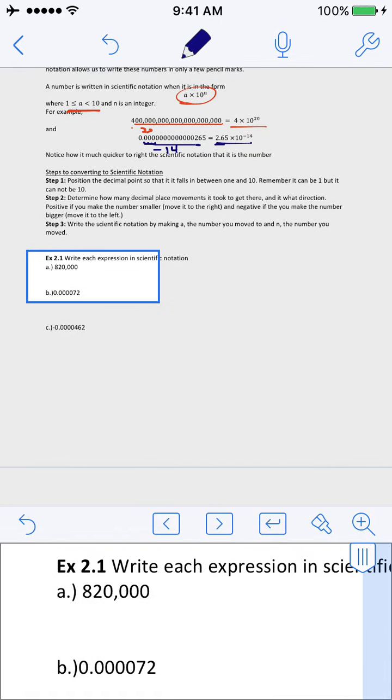2.1, write each expression in scientific notation. So these ones are quite smaller, right? But you may see this a lot, especially stuff like this first one, 820,000, especially when you're trying to buy a house. You probably won't be going after a house that's 820,000 unless you're making bank, in which case you've definitely passed math class.